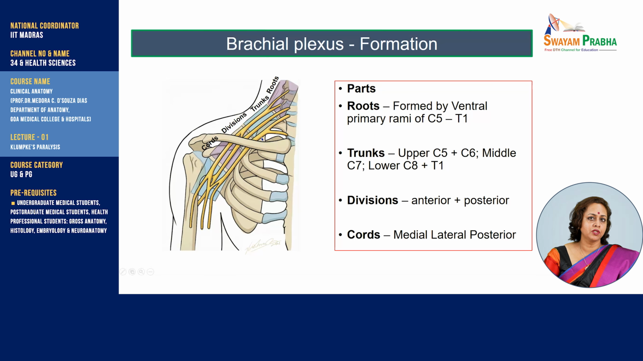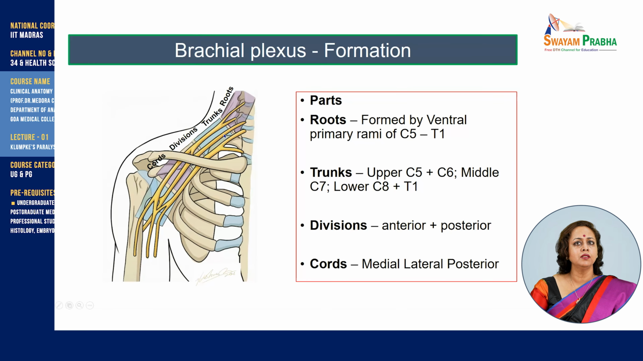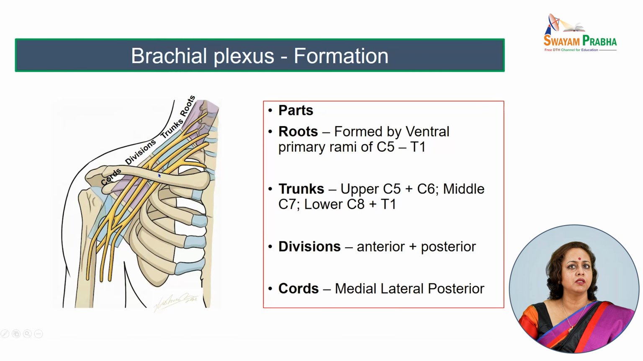Now, each of the trunks will further divide into an anterior division and a posterior division. Now, that means each trunk, upper trunk will have anterior-posterior division, middle trunk will have anterior-posterior division, and the lower trunk will also have an anterior-posterior division. Now, these divisions will join up to form the cords. Let's see how that takes place.